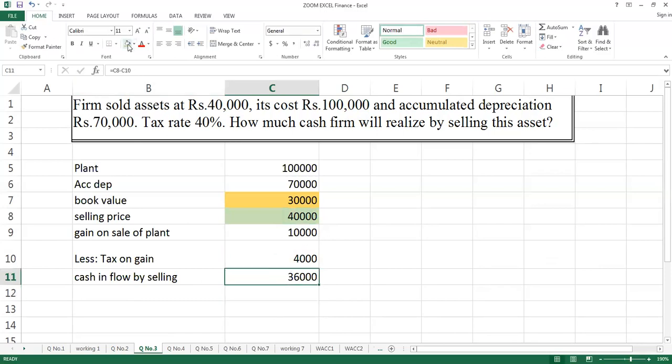So this is the cash flow we will report when we prepare a capital budgeting question in the last year of the project, that this is the cash inflow we are able to obtain from the sale of the plant. Remember that this kind of question will come at certain places, so this will help you a lot in calculating cash inflow by selling assets.